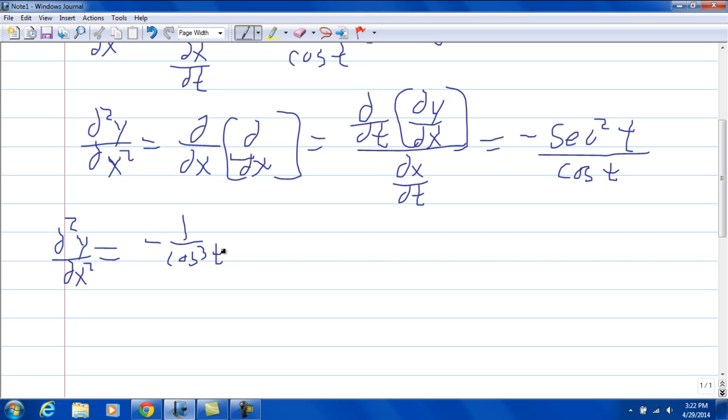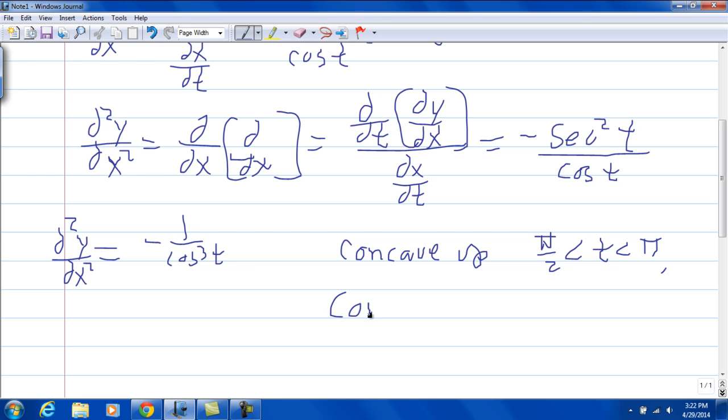So this is going to be concave up whenever pi over 2 is less than t less than pi. Why? Because cosine's negative there. So cosine cubed will be negative, and the negative of the negative is positive.